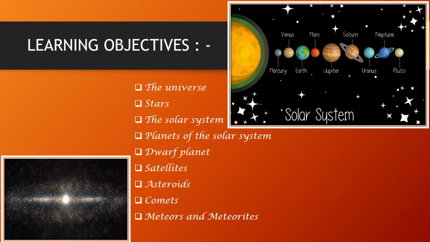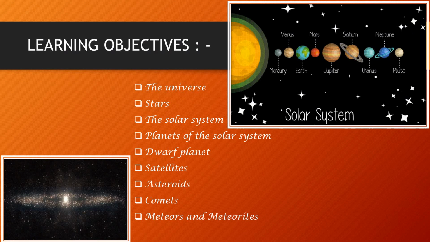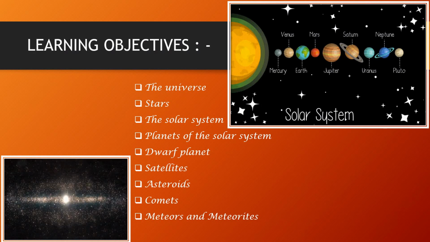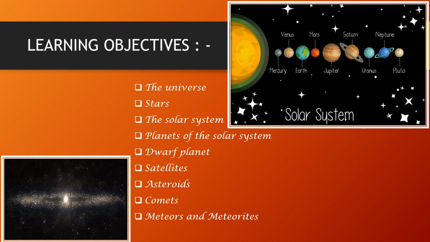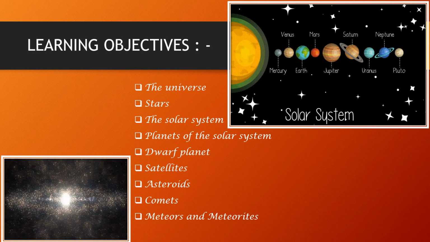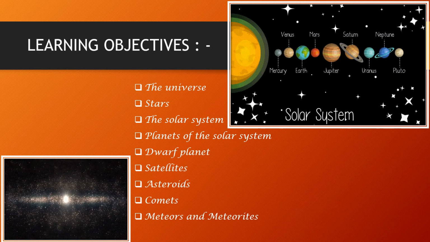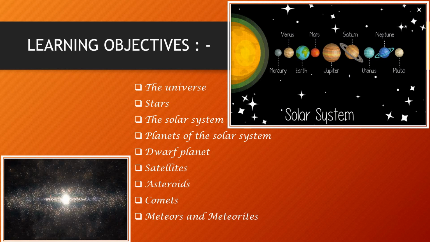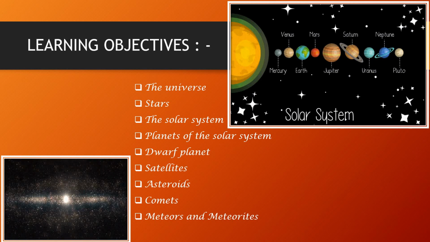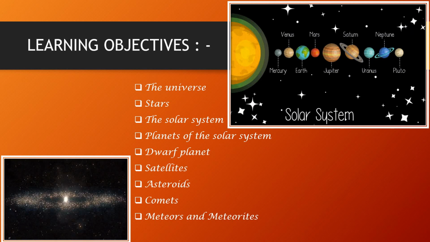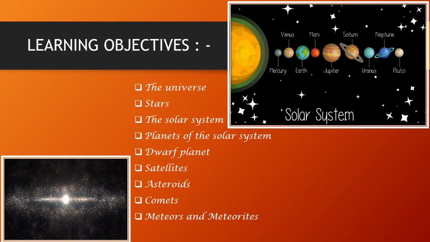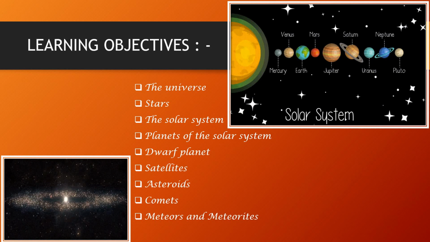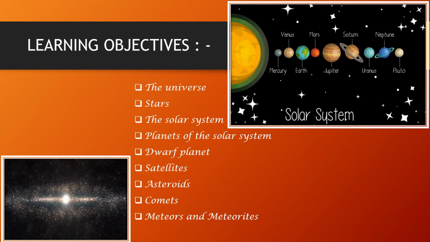Now students, before starting with the chapter, let us see what the learning objectives are. In this chapter, you will understand the universe. Also, you will understand stars, the solar system, and the planets of the solar system. And you will understand the dwarf planet, what satellites are, what asteroids are, what comets are, and what meteors and meteorites are.